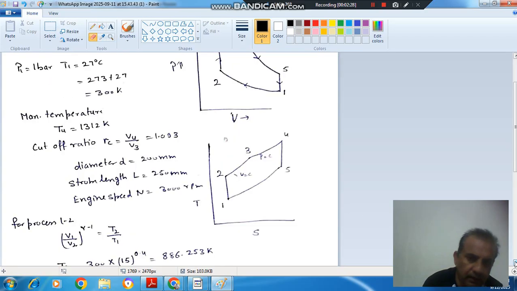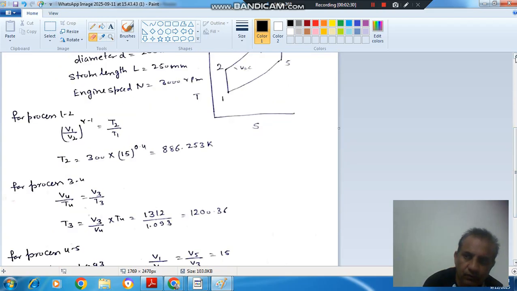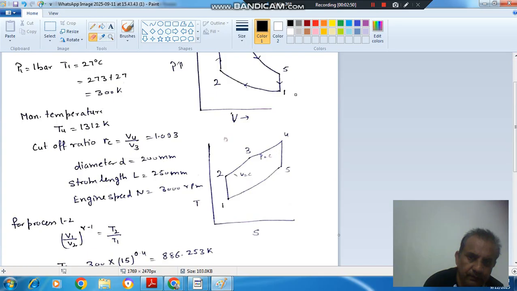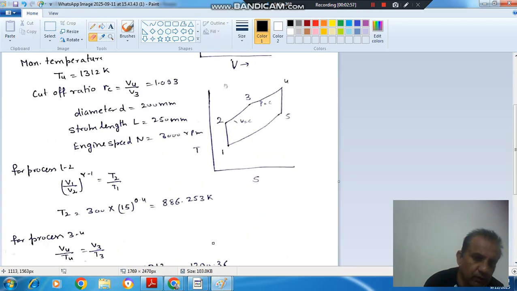For process 1, 2, which is your isentropic process, we can use the isentropic relationship. So V1 by V2 raised to the power gamma minus 1 will be equal to T2 by T1. So this is your V1 and this is V2. V1 by V2 is your 15 and gamma minus 1 is 0.4. T1 is 300. So T2 will come out as 886.253 Kelvin.